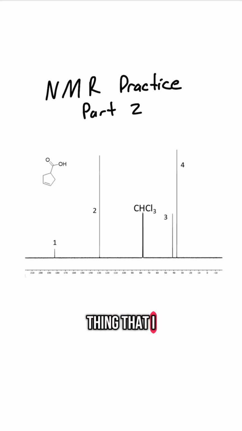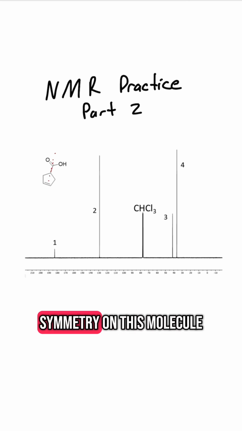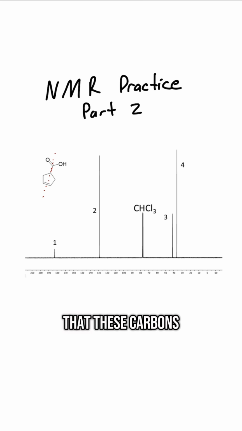The first thing that I like to do is figure out how many unique carbons are on that structure. As we look, there is an internal plane of symmetry on this molecule. So that means that these carbons are equal to these carbons. Then if we go through it here, we have 1, 2, 3, 4. We have 4 unique carbons, which is great because we have 4 signals. So if we go through it now, let's start with our spectra.